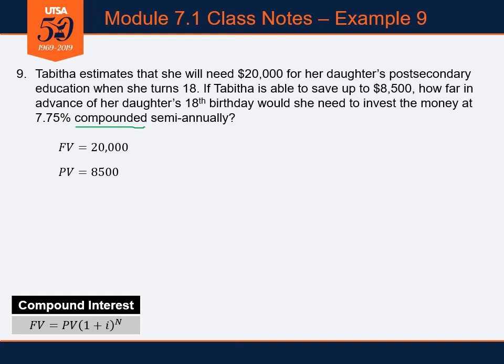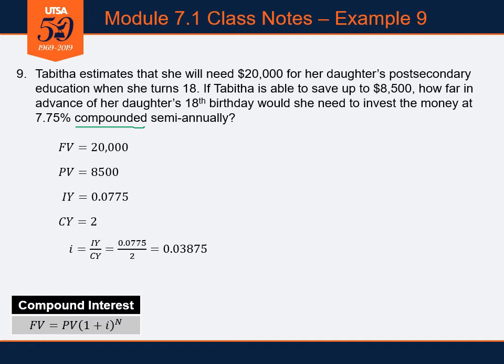How far in advance of her daughter's 18th birthday would she need to invest that money at 7.75% compounded semi-annually? So we know our interest per year is 7.75%, and we know that that is compounded semi-annually, which you read in the textbook means twice per year. So the number of compoundings per year is 2. And we can use that to calculate our nominal interest rate, I. That's IY divided by CY. So twice a year, she will earn 0.03875 or 3.875% interest.